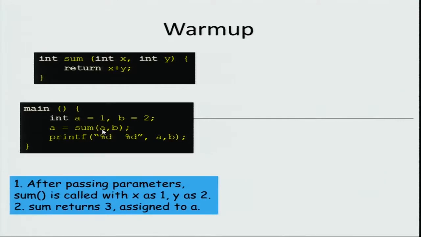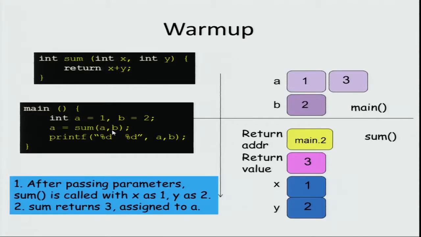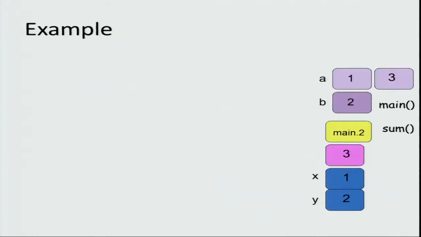After passing the parameters, sum is called with x as a, which is 1, and y as b, which is 2. So, sum returns a 3. The return value is 3 and the 3 is assigned back to a. So, when you print it, the output will be 3 followed by 2. So, this is simple enough.